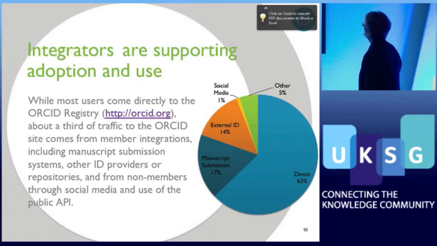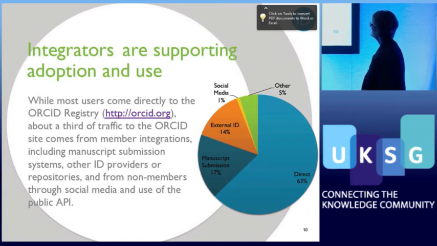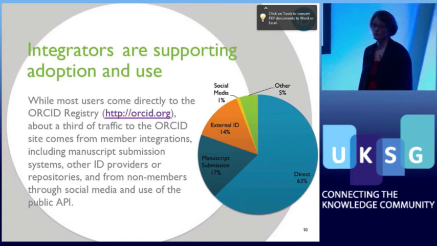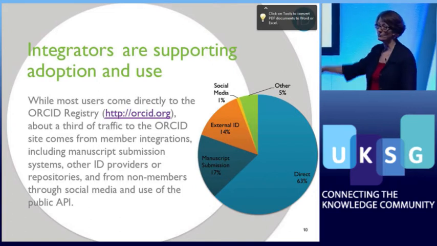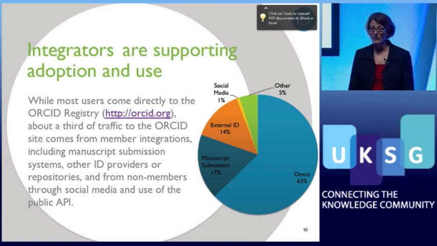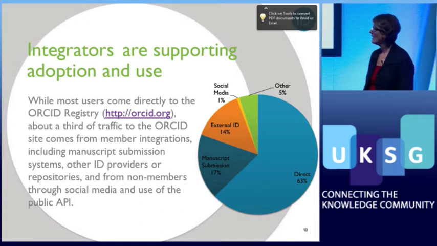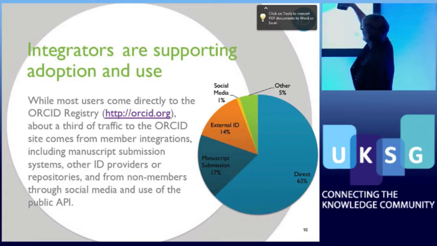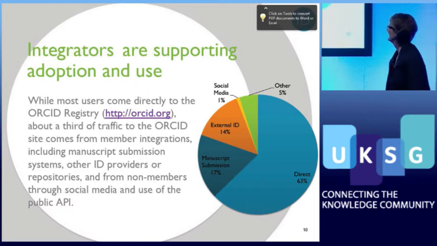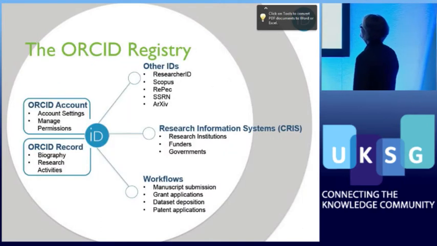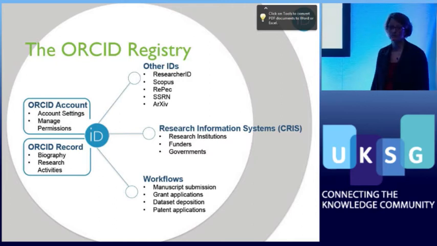All right, so what does this mean? When we look at who's coming to register, about a third of folks coming to register for identifiers are coming from integration sites. Historically, this has been primarily through manuscript submission, but now as universities are starting to integrate and create identifiers for their researchers, I expect that these pies over here are going to change a bit. Okay, so stay tuned. And I'll talk a little bit for the next few minutes about the ORCID registry itself.